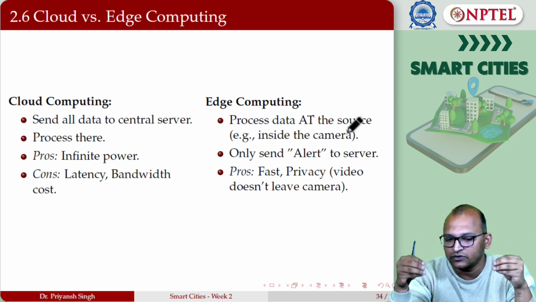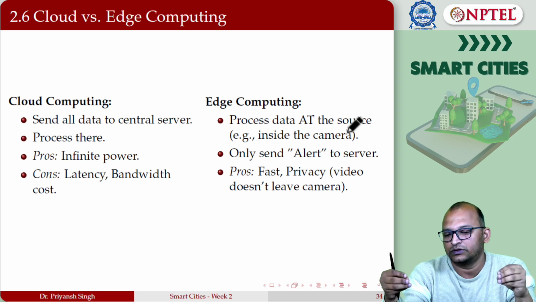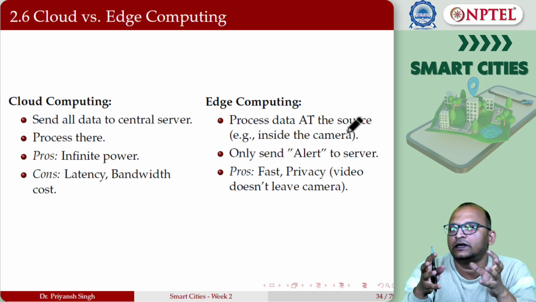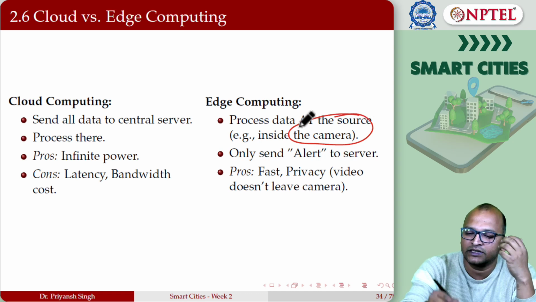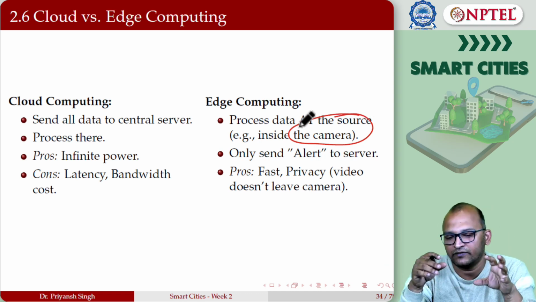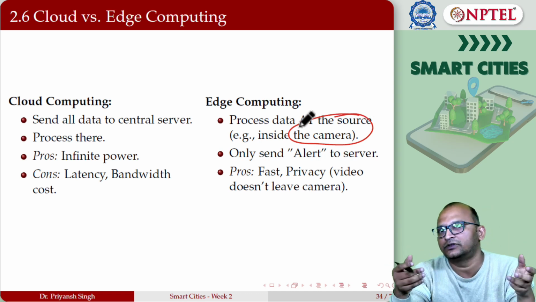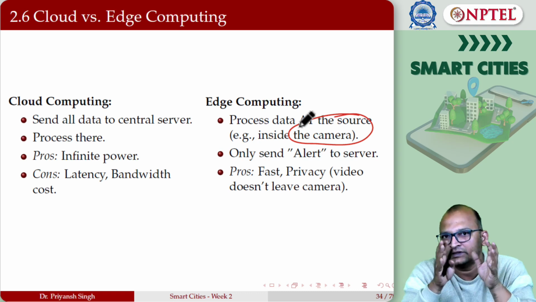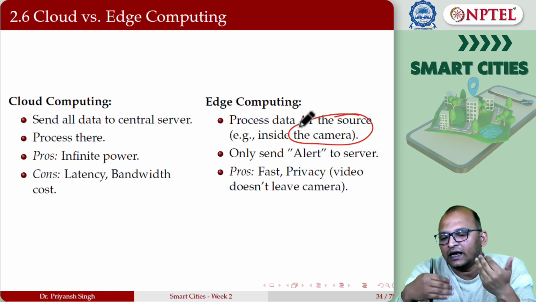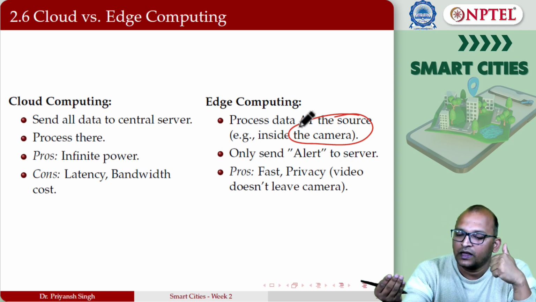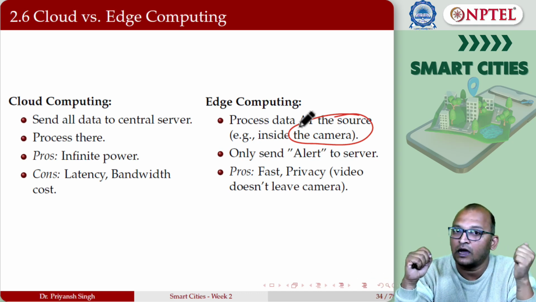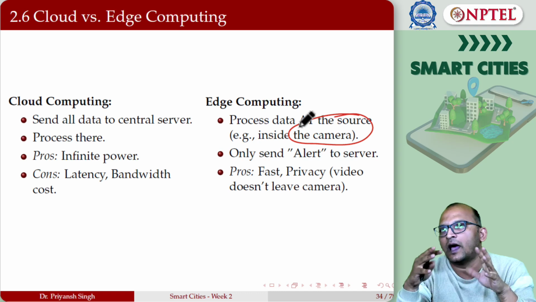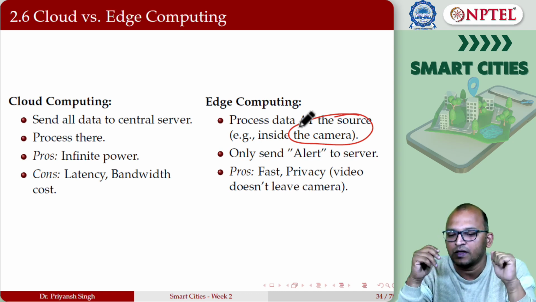In edge computing, what happens? It processes all the data at the source. That means if you are collecting data through a video camera, that data will be processed within the camera itself. It only sends alerts to the system. So processing happens at the same place, and only the alert is sent to the server. The pro of this system is that it is very fast compared to cloud computing because all the processing is happening at the same source.